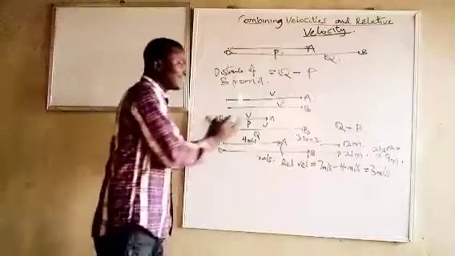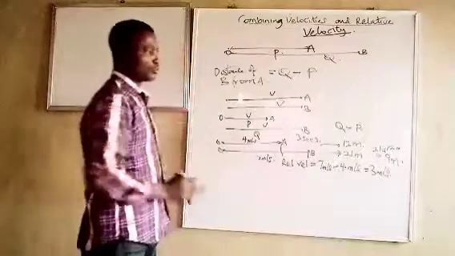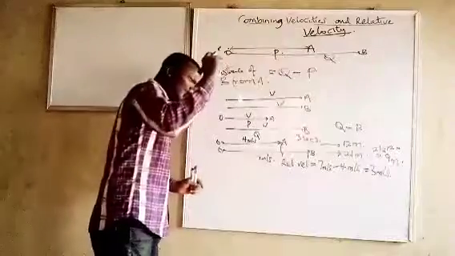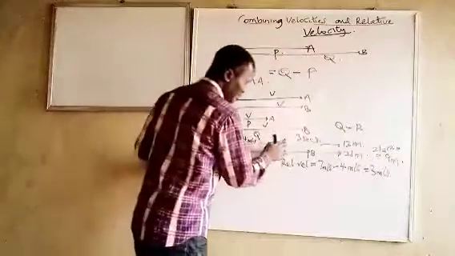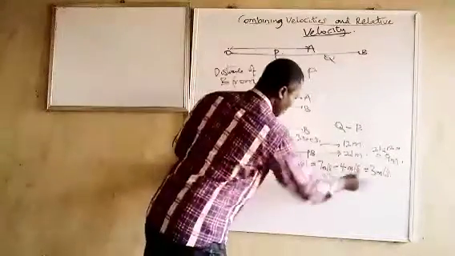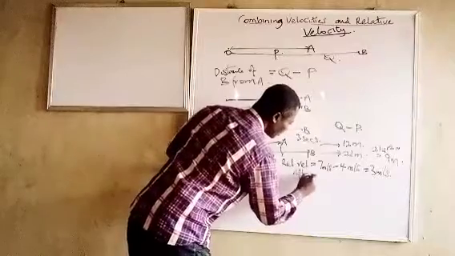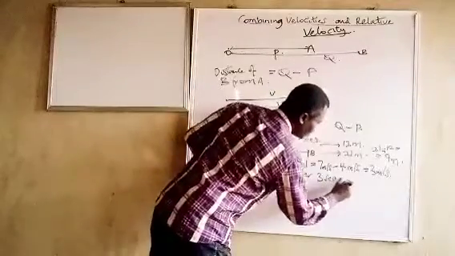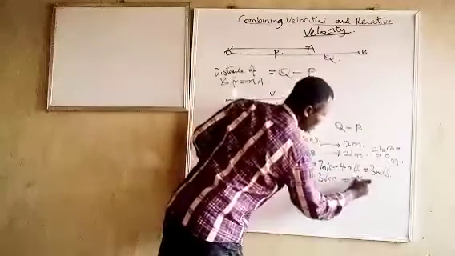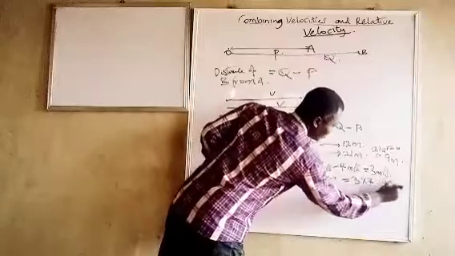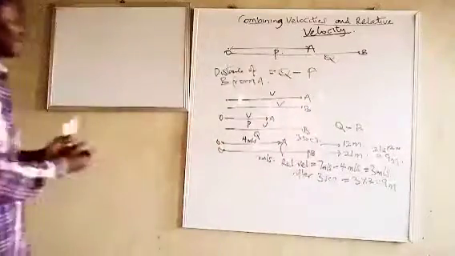You take one of the two moving bodies as the reference point, and then look at this. After 3 seconds, the distance between them is going to be 3 times 3. It is 9 meters. Look at that. Very easy.